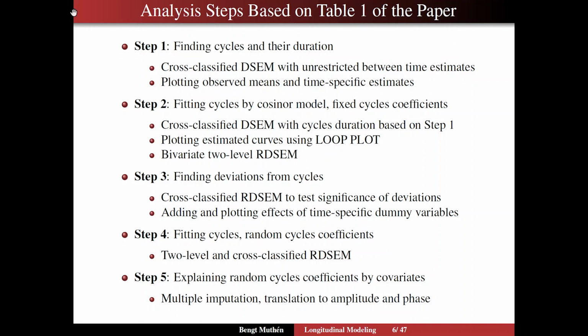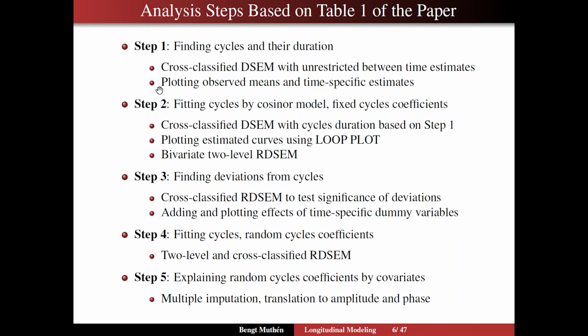On slide 6, I show the analysis steps, which I describe in table 1 of the paper. There are 5 steps. Step 1 is trying to find if there are cycles and what they look like and what their duration is. So this is sort of an exploratory step for which cross-classified DSEM is especially useful because it allows for estimation of between time estimates. So time-specific estimates that can describe the cycles.